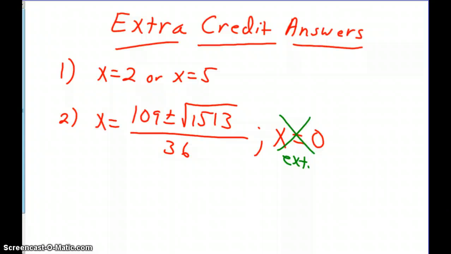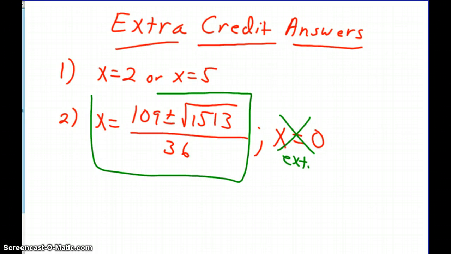Look, I'm not going to work out the extra credit answers for you guys, but I'm just going to give them to you. So number 1, the extra credit answer is x equals 2 or x equals 5. And on number 2, this is probably the most difficult one, you have 3 answers. x equals 109 plus or minus the square root of 1513 all over 36, and x equals 0. However, when you plug in 0 into the original problem, you will find that it's an extraneous answer. Therefore, our only answer is x equals 109 plus or minus the square root of 1513 all over 36.